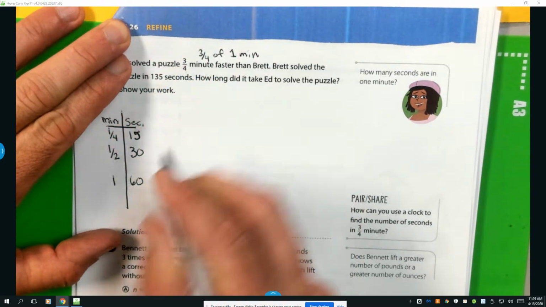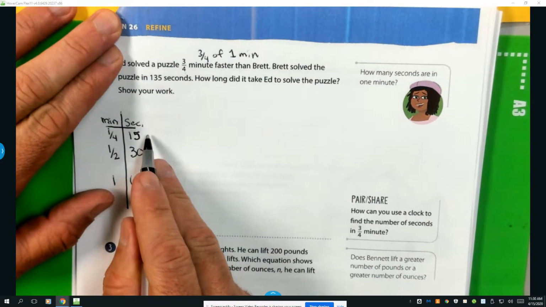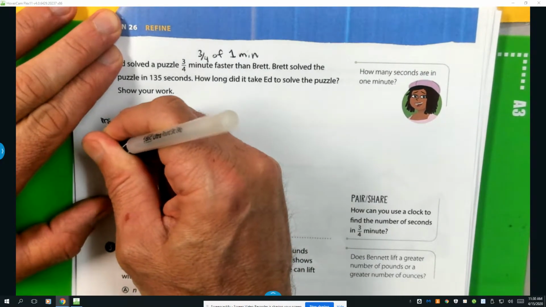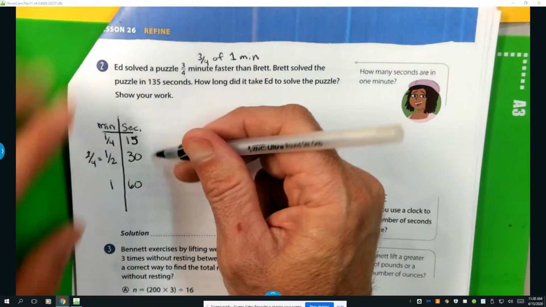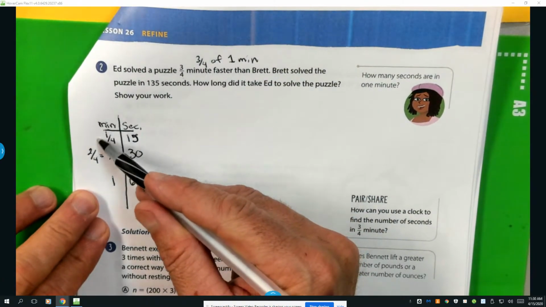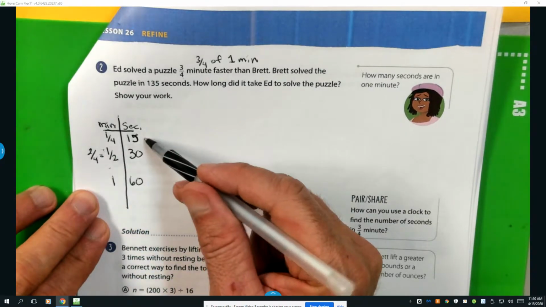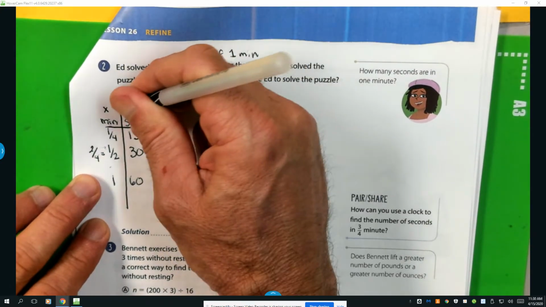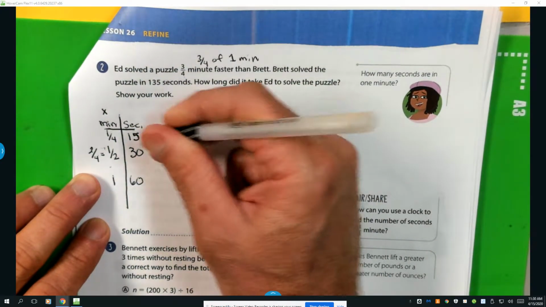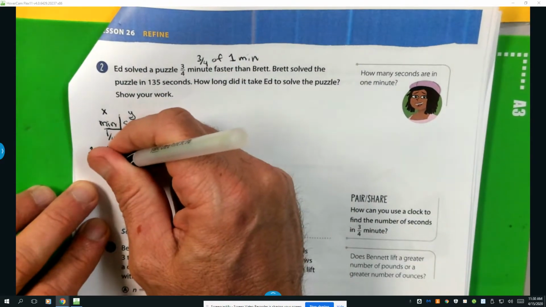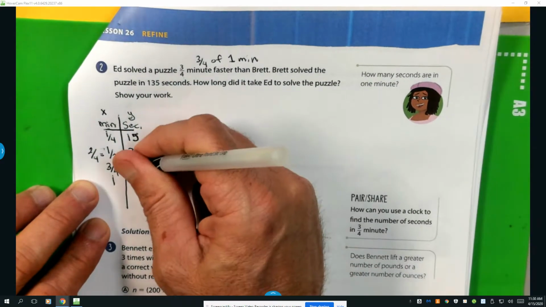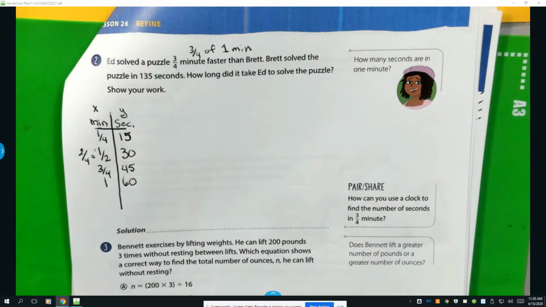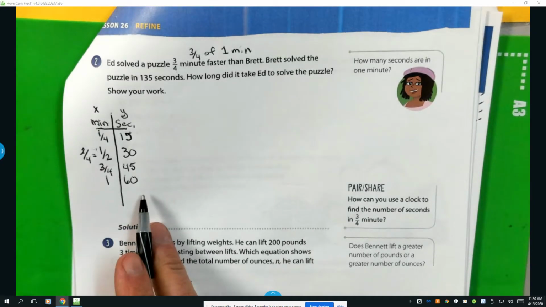So if we go straight down, I have 1/4 of a minute is 15 seconds. 1/2, which is the same as 2/4, is 30 seconds. So as I'm going down by quarters here, 1/4, 2/4, 3/4, you can tell that I'm adding by a quarter on the X side, and I'm adding 15 on the Y side. So 3/4 would be 45 seconds. Okay, now I've got probably everything I need to solve this problem.